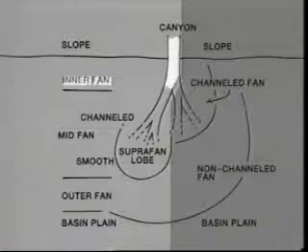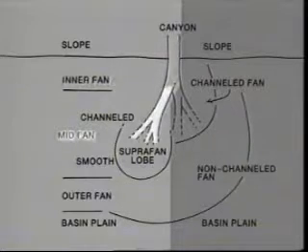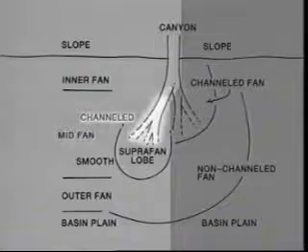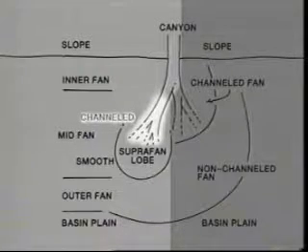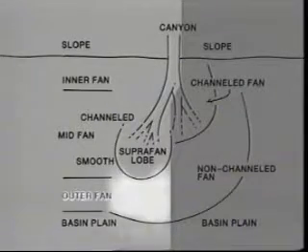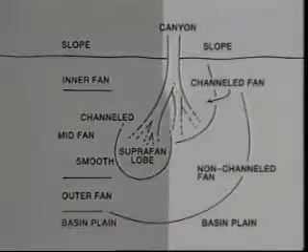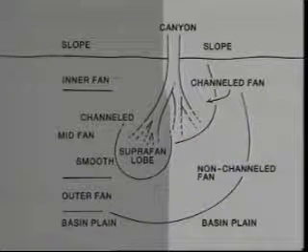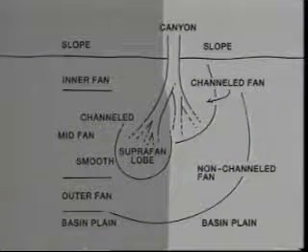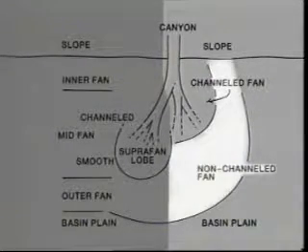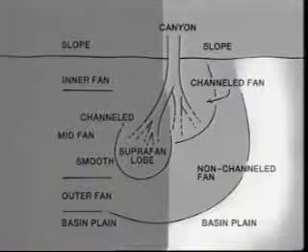The inner fan consists of a single feeder channel. The midfan is made up of branching channels that feed the suprafan depositional lobe. The upper portion of the midfan is channeled, and the lower portion is smooth. The smooth outer fan grades into a basin plain. The right side of Walker's model contains the simplest possible terminology to describe the basics of almost all ancient and modern radial fans: a channeled fan, a non-channeled fan, and a basin plain.